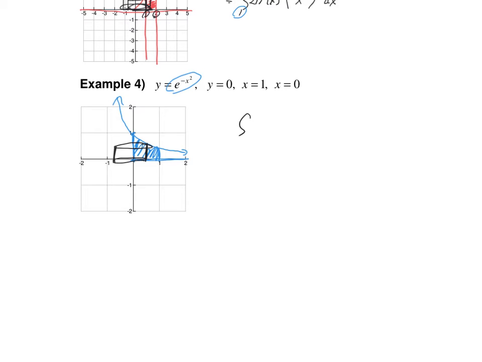Okay, so now my volume is going to go from 0 to 1. We've got a vertical slice, so you know it's a dx cut. 2 pi r h. Again, my r is just x, because our axis didn't move. And our height there is going to be our function.